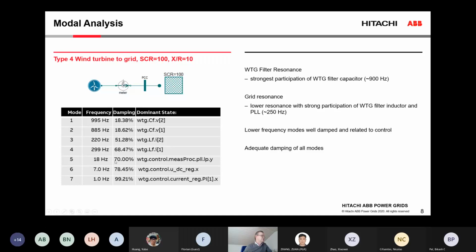We can also identify a number of modes related to the various control loops, for example the DC voltage regulator and current control. But in principle, when you look at these dampings, they look perfectly acceptable. This is quite a nicely tuned wind turbine, and it works very well when connected to this grid.